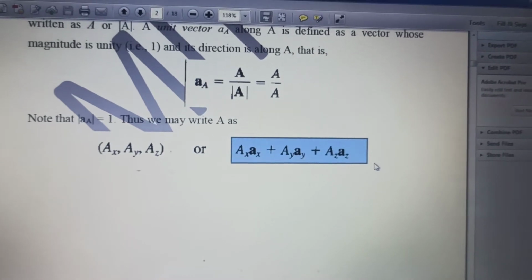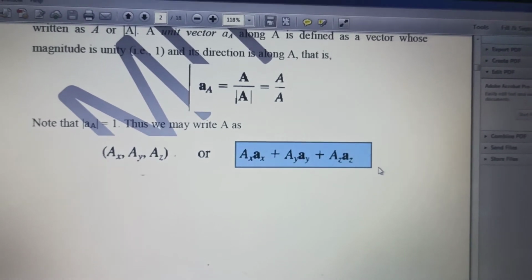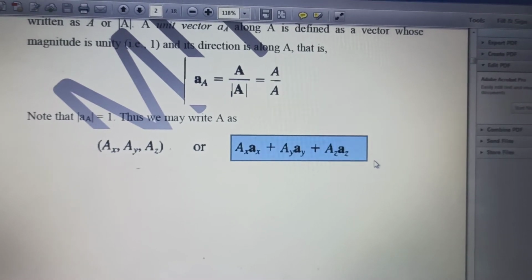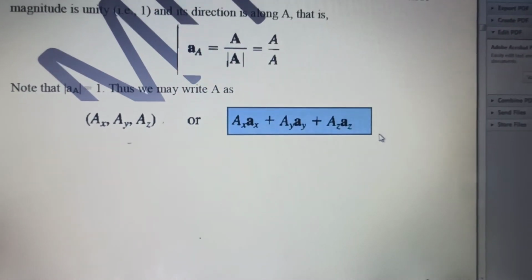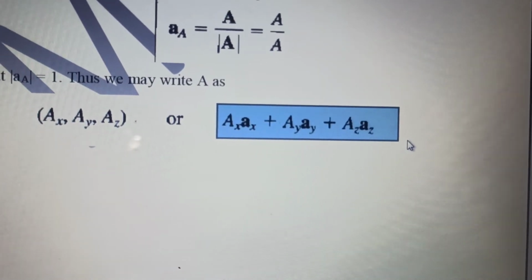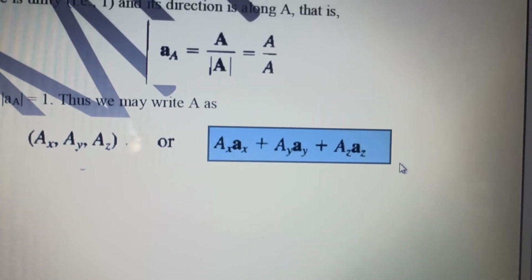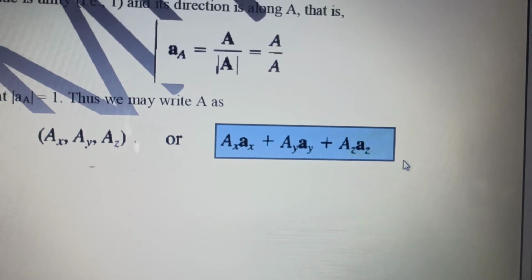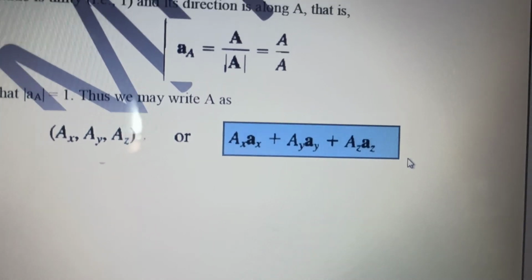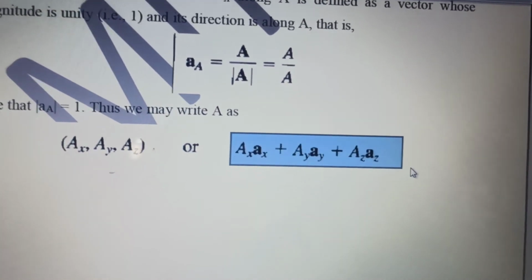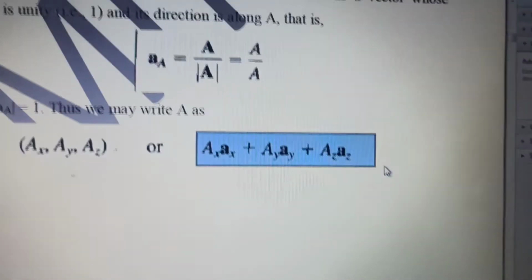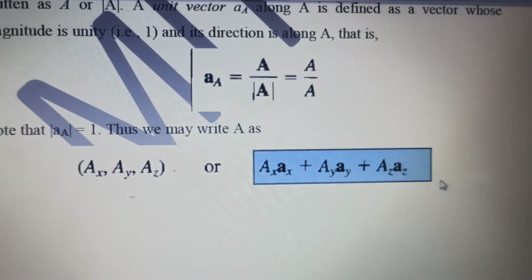Here you can observe that the components Ax of A, Ay of A, and Az of A are represented with their constituent unit vectors, that is ax, ay, az. This is nothing but the vector having different components along the unit vectors.